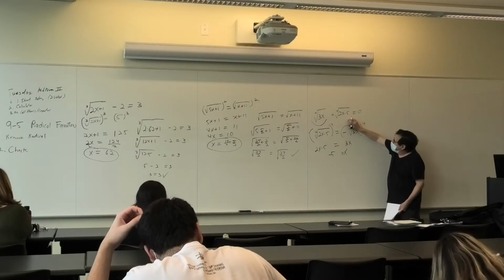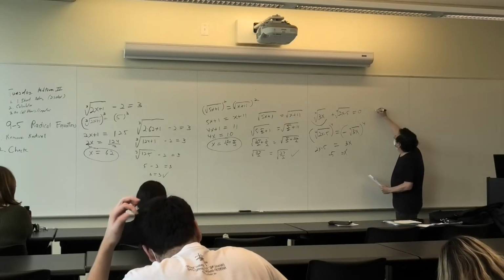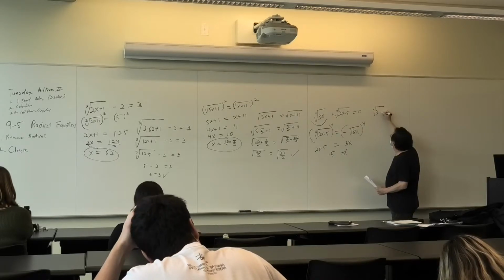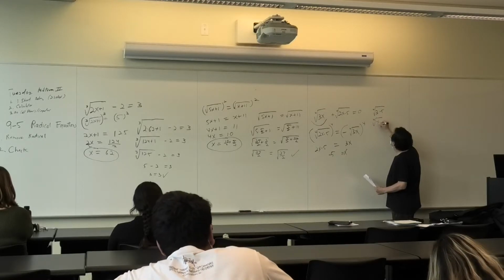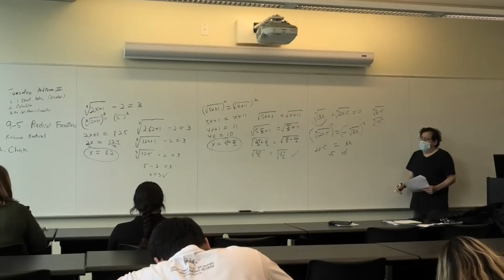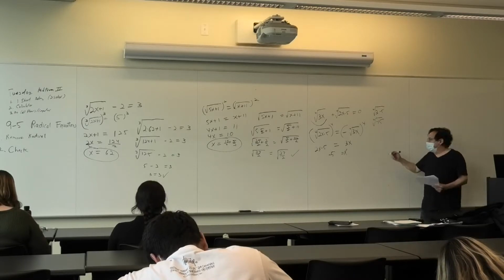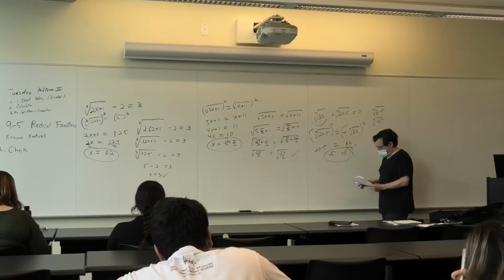I have to see what happens here. Well, I can see I already have a problem. 3 times negative 5 is negative 15. And that's not even a real number. So I already know that this is not going to be any good.